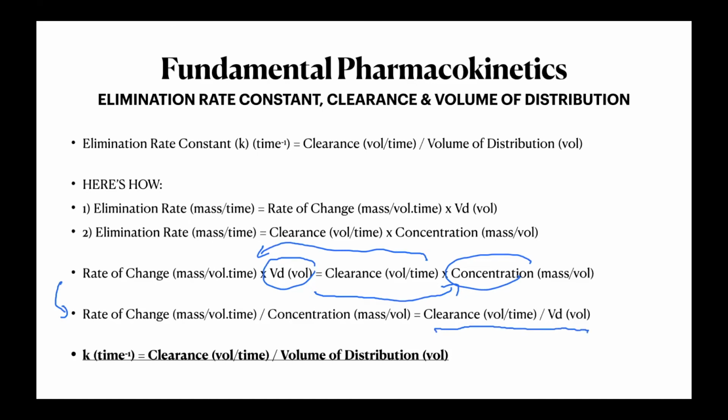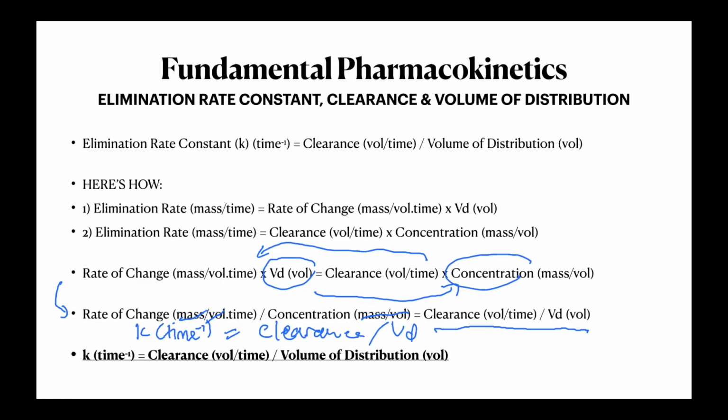And with the formula on the left-hand side, you can see that the mass and volume cancel out. So mass and volume cancel out. And so now we've got K, which is just with respect to time, equals clearance divided by volume of distribution. And this should hopefully make sense to you.